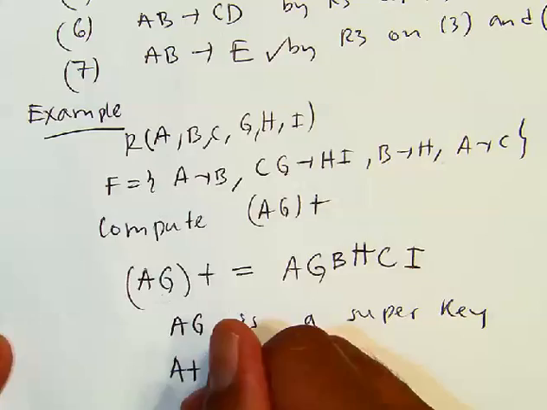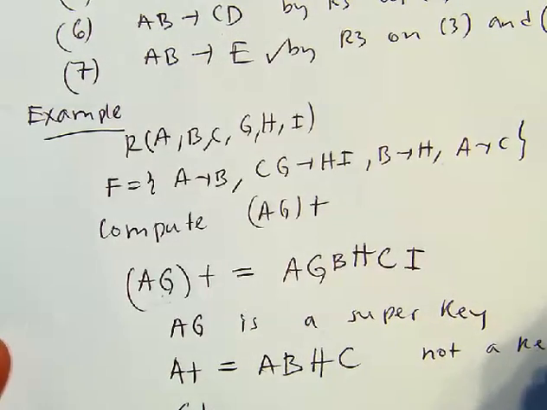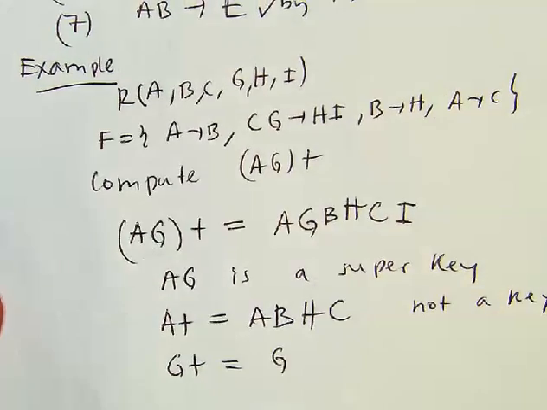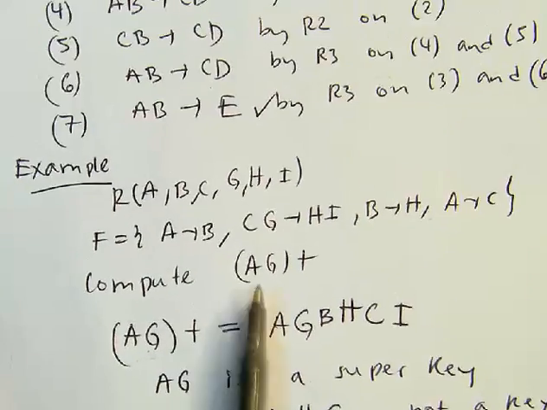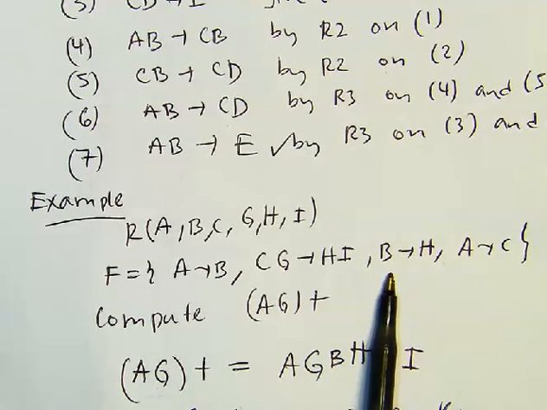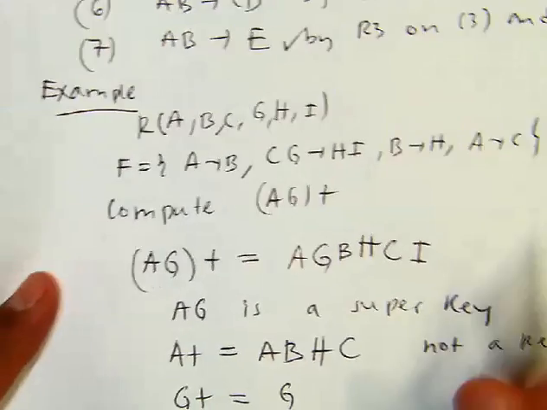So let's check if G by itself is a key. So G+, we start with G. Is this a subset? No. Is this a subset? No. Is this a subset? No. No. So G+ is G. So not a key.